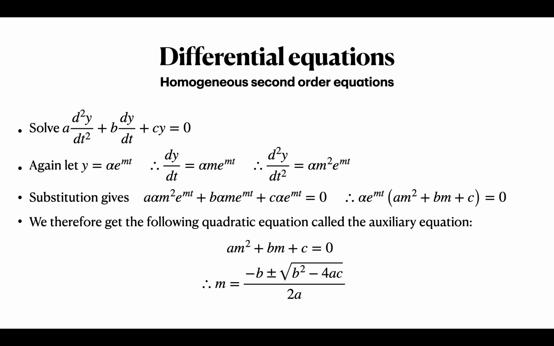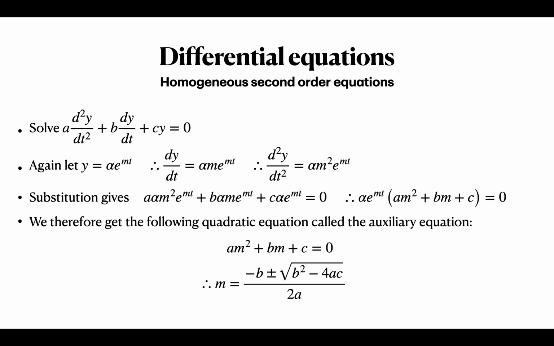And it's not obvious. Well, maybe it is obvious. No, it's not obvious. But there are three possibilities, because you've got the square root of b squared minus 4ac. Now, if b squared minus 4ac is positive, you have two real roots, which is great. If b squared minus 4ac is equal to 0, then you have only one solution for m. And if b squared minus 4ac is negative, you have complex roots for m.